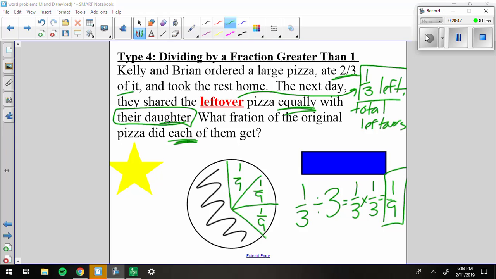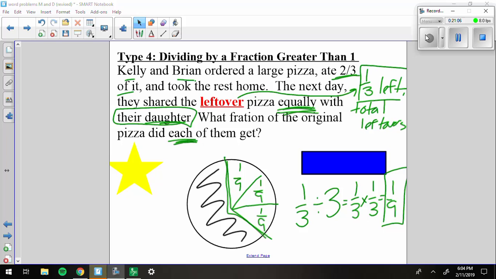And Kelly and Brian are sharing it equally with their daughter. So we're not dividing by 2, we're dividing by 3. So this 1/3 of a pizza that's left over gets divided into 3 equal parts. 1/3 divided by 3 equals 1/3 times 1/3 equals 1/9 of the pizza.